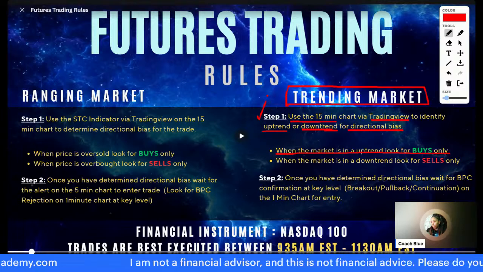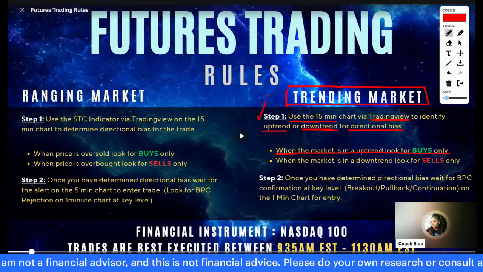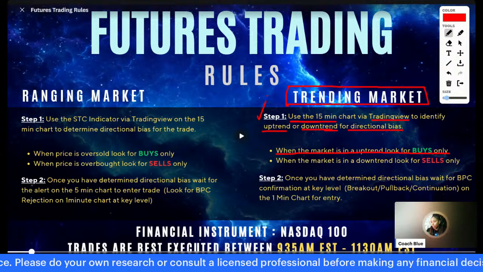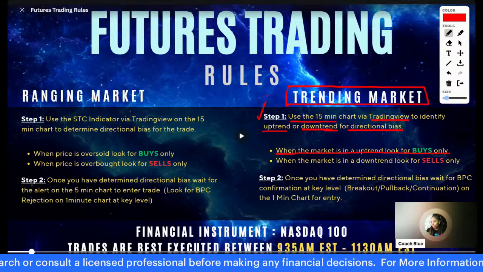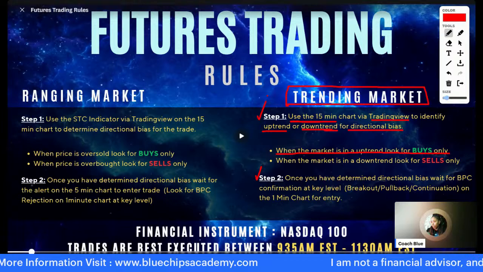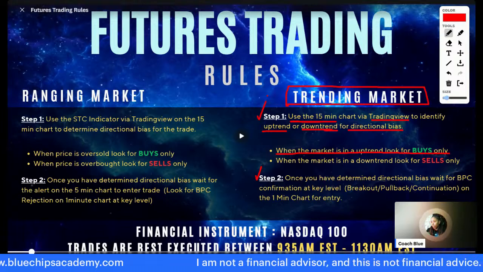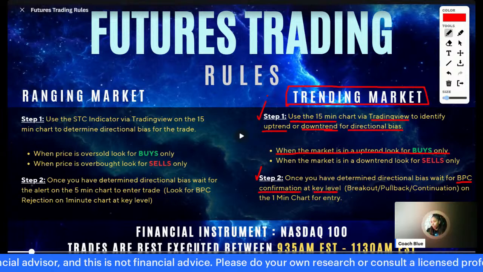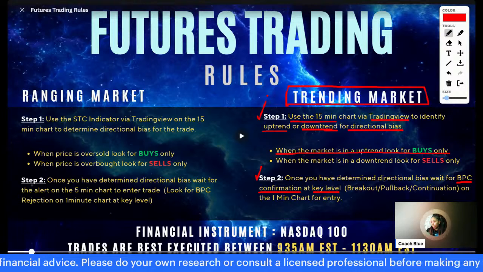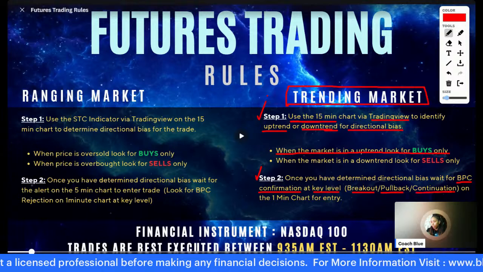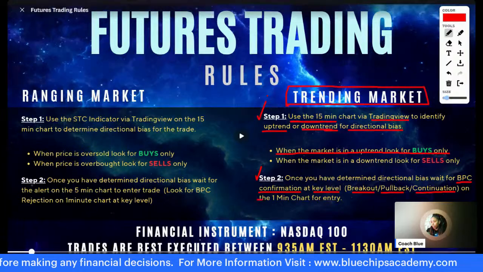So we can't get locked in on a specific directional bias, but based on the analysis and the information presented to us in the recent past, we can make an educated assumption of what the market is trying to do. Now that we have our directional bias, step 2 says once you have determined directional bias, wait for BPC confirmation at a key level, or rejection at a key level. That's breakout, the B, pullback, the P, continuation, the C, BPC. Then we get our entry on the 1-minute chart.